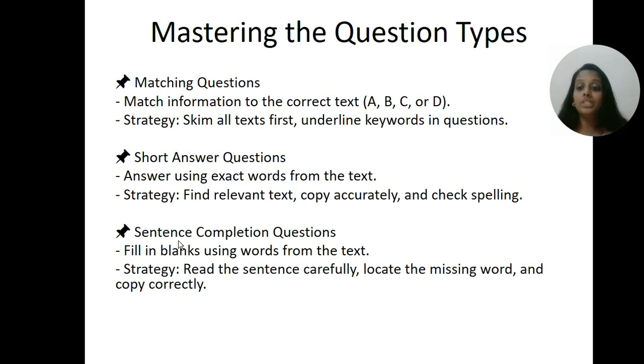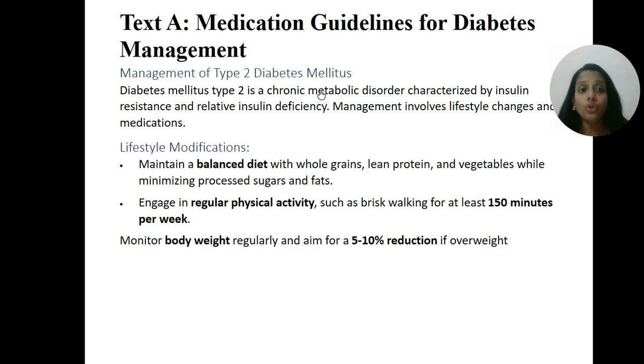And when it comes to the sentence completion question type, these work similarly to short answer questions, but this one requires you to fill in the blanks in a given sentence. So you should use exact words from the text. The sentence provides a clue to the missing information. So here's an example. This is Text A, medication guidelines for diabetes management.